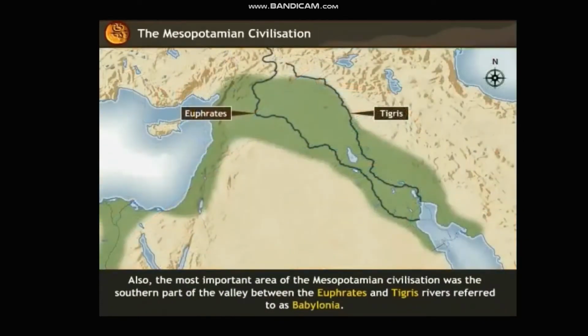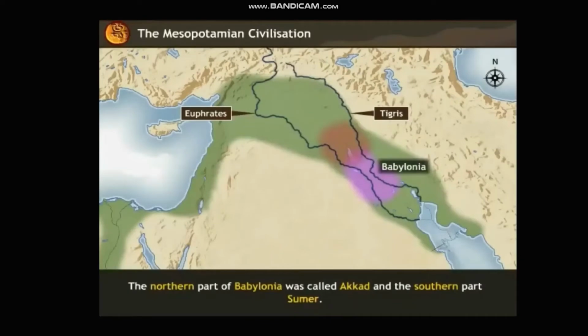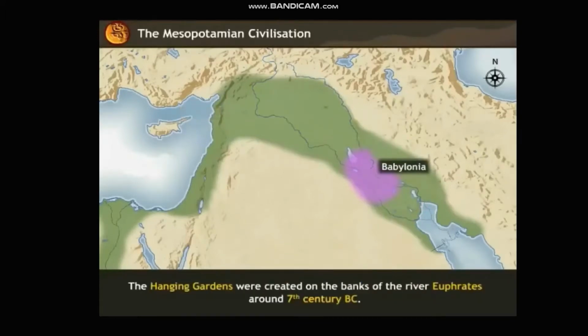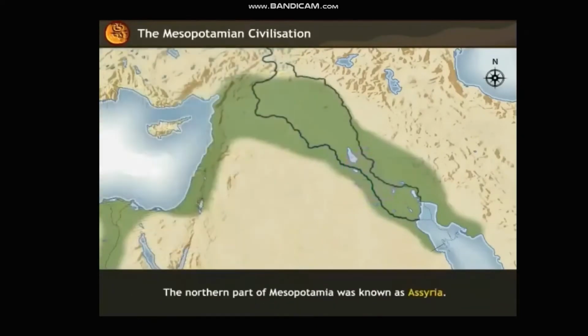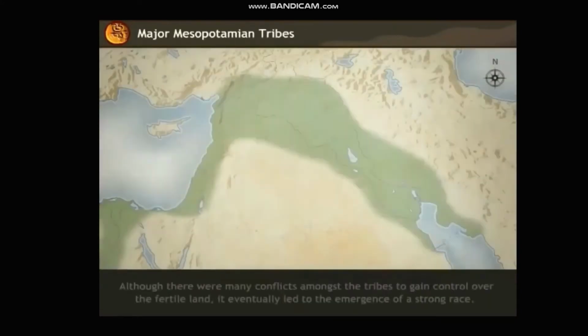Also, the most important area of the Mesopotamian civilization was the southern part of the valley between the Euphrates and Tigris rivers, referred to as Babylonia. The northern part of Babylonia was called Akkad, and the southern part was called as Sumer. The hanging gardens were created on the banks of the river Euphrates around 7th century BC. It was built by Nebuchadnezzar II. The north part of Mesopotamia was known as Assyria.